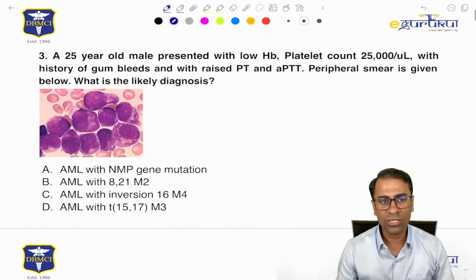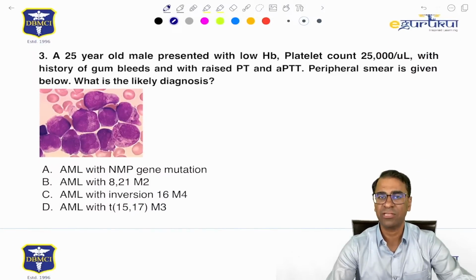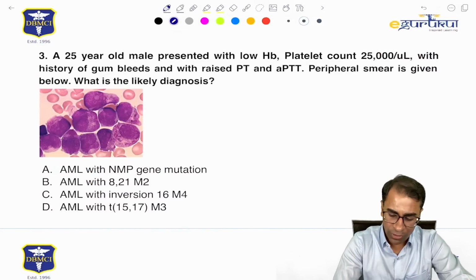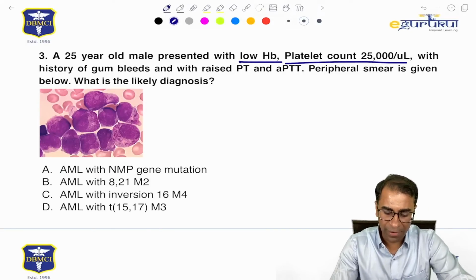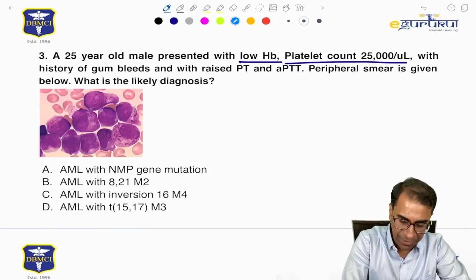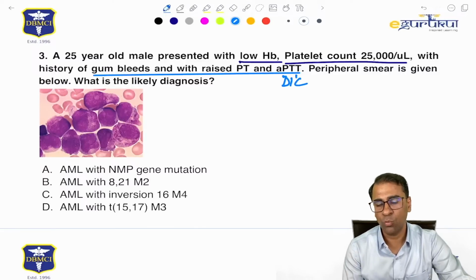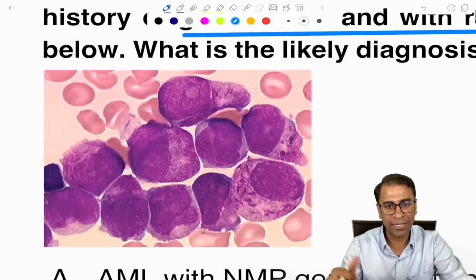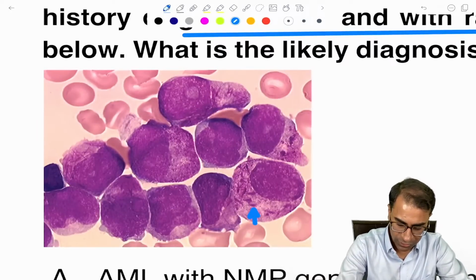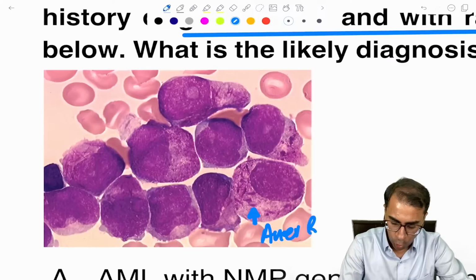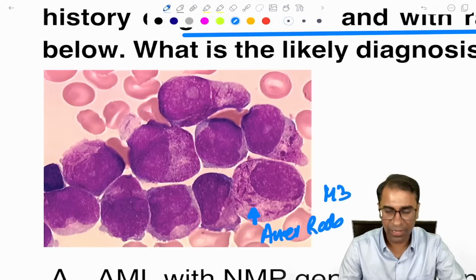Okay, this question is a 25-year-old male presenting with low hemoglobin and a platelet count of around 25,000. There is a history of gum bleeding with raised PT and aPTT. So when you get a question like this, it points towards the patient already having gone into DIC. Now you should think about which tumor cells can lead to DIC. And what you see in this image are plenty of Auer rods. These all are Auer rods you see here. So when you get this type of multiple Auer rods, it points towards AML M3.